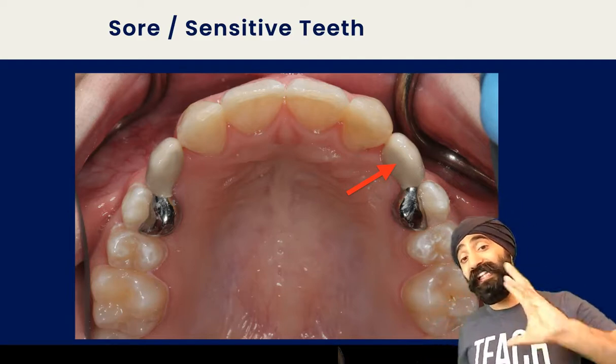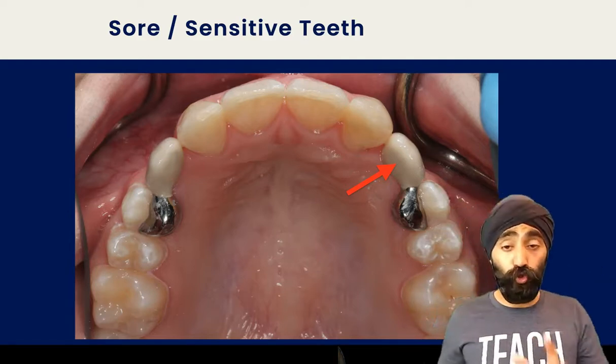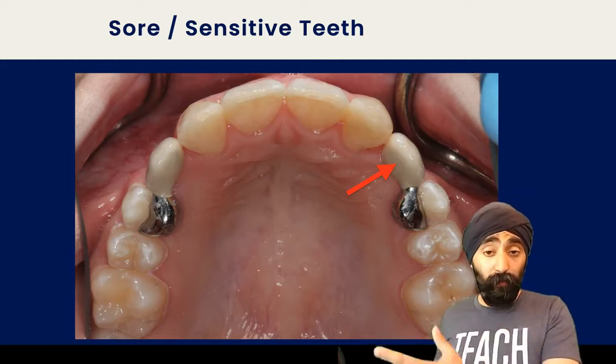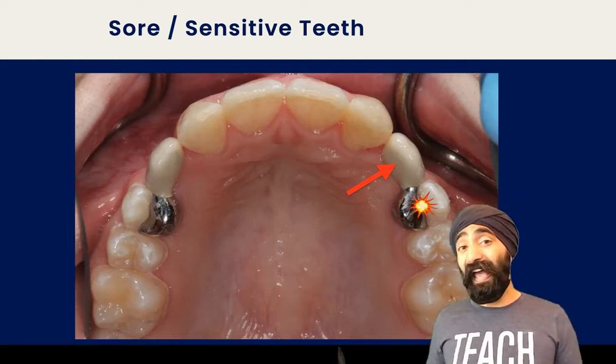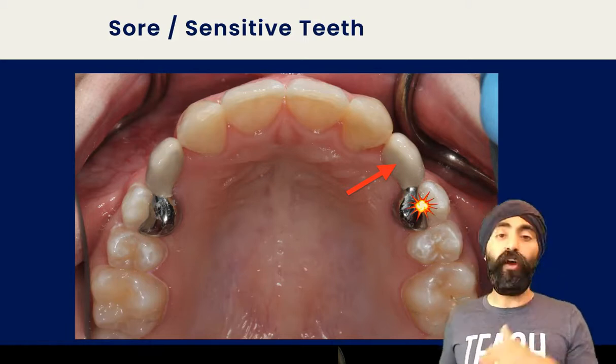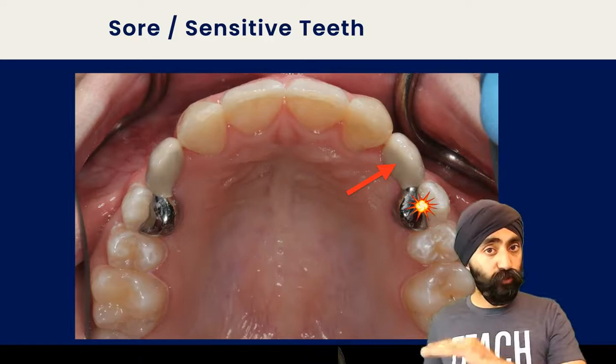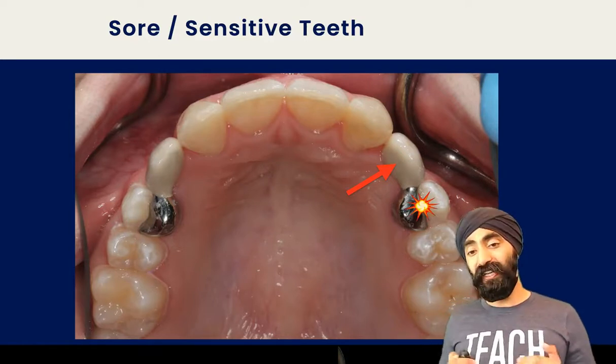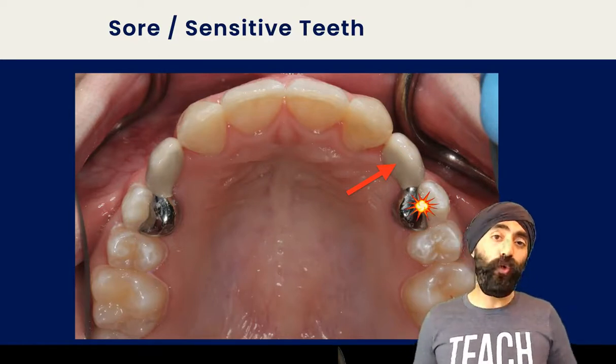And that was levering that premolar, which was used as an abutment, and therefore the patient was getting pain and sensitivity from the premolar. When I adjusted it, when I removed a bit of ceramic or did a little bit of enameloplasty of the opposing tooth, the pain settled. So that's an example of how parafunction can cause sensitive teeth.